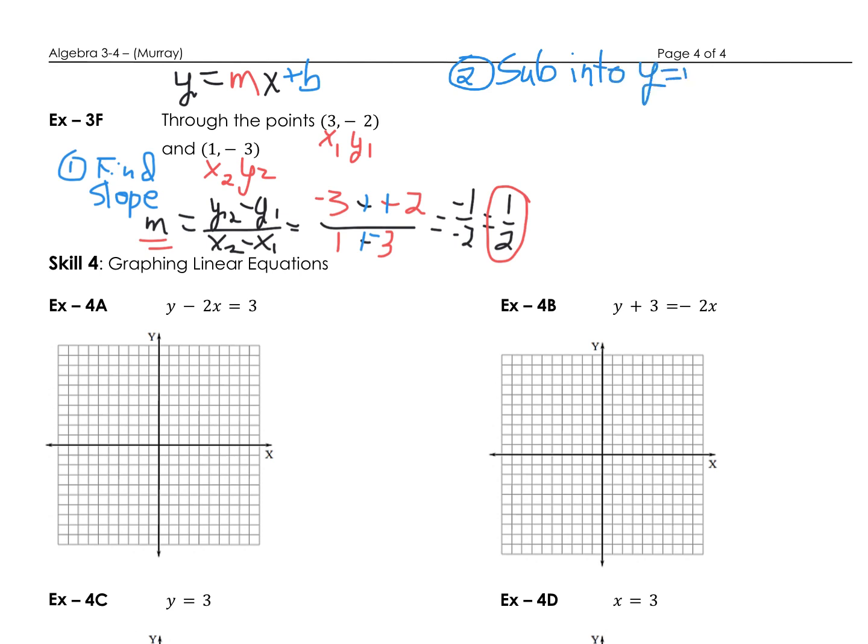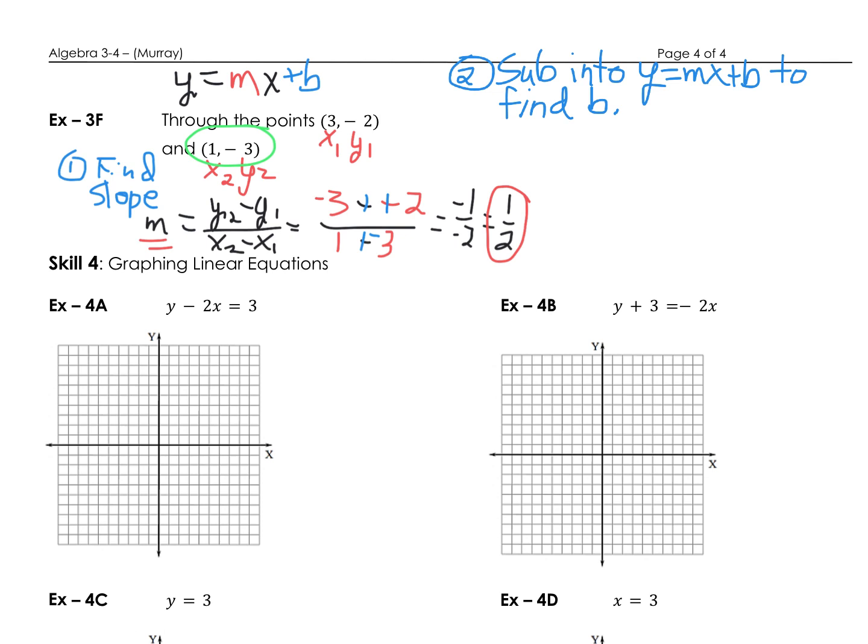y equals mx plus b to find b. Okay, so I'm going to choose this one because it has a 1 in it. I like to choose points that either have 0 or 1 or no negatives. I can't avoid the negatives.